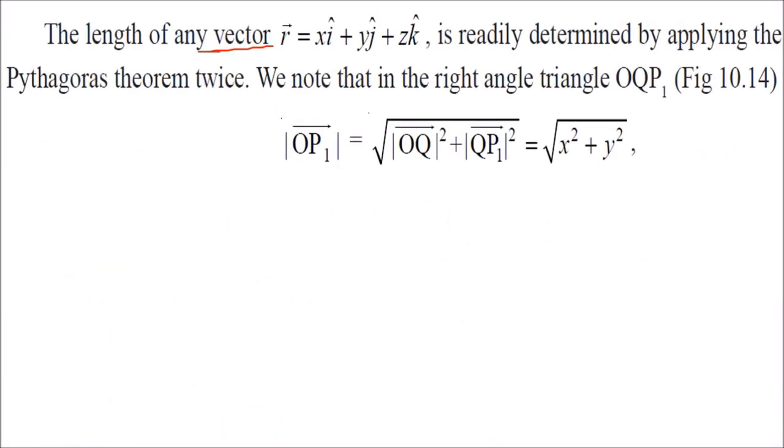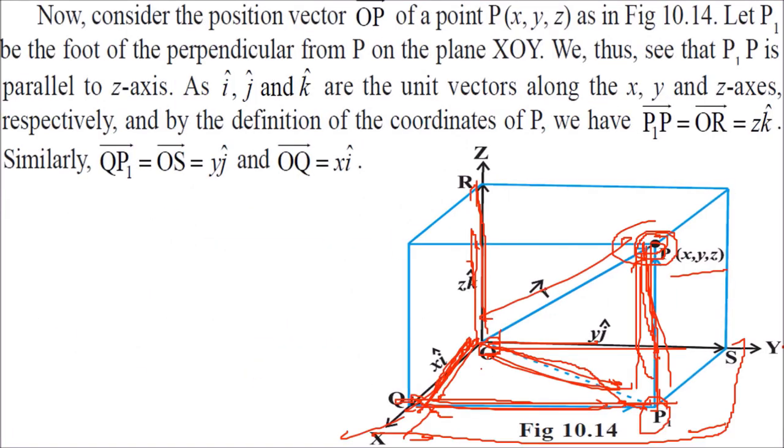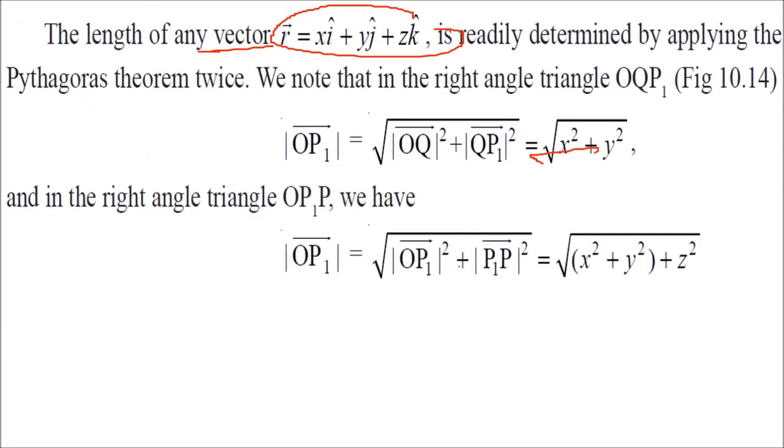So the length of a vector, we just saw this. You can easily find out. You have Pythagoras theorem; you have to use Pythagoras theorem twice. See, this is x square plus y square, and this is z square. So this is x square plus y square plus z square. R becomes under root x square plus y square plus z square. Again apply it: x square plus y square with z square. So you get a distance, that is R.